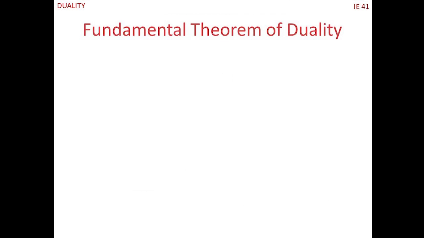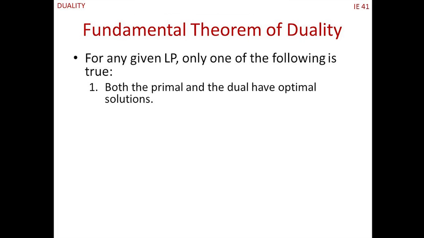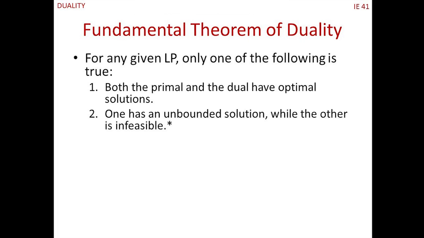Fundamental theorem of duality. The fundamental theorem of duality states that for a given LP, only one of the following is true. Number 1, both the primal and the dual have optimal solutions. Number 2, one has an unbounded solution while the other is infeasible. And number 3, both are infeasible.